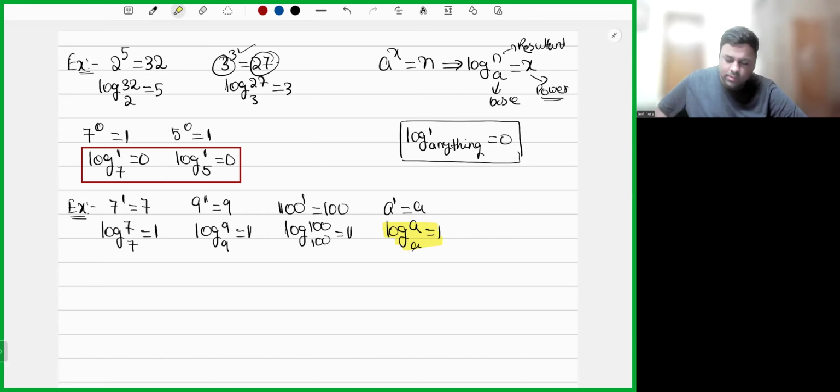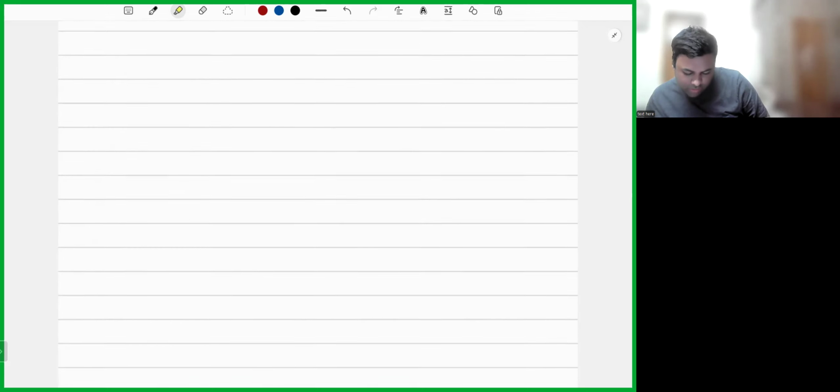So 2 properties, 3 points we have understood. How to convert a number into log: if I have a power x is equal to n, then log resultant to the base will be equal to power. Next, log 1 to the base anything will be equal to 0. Then log a to the base a will be equal to 1. I hope all these points are clear. Yes, sir. Let's look into this now.